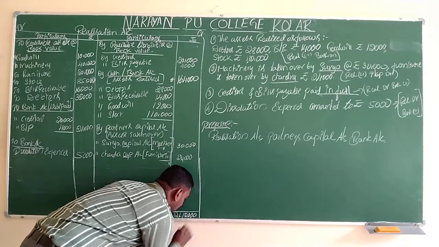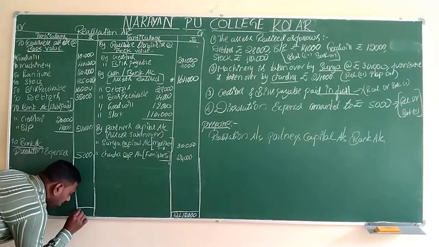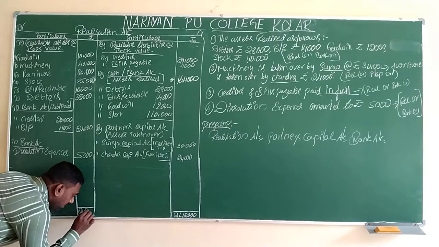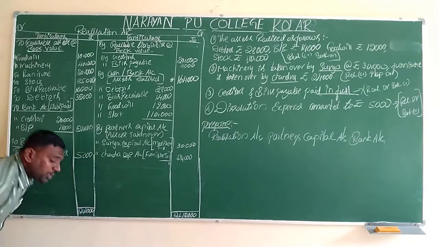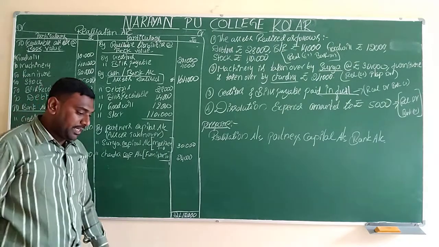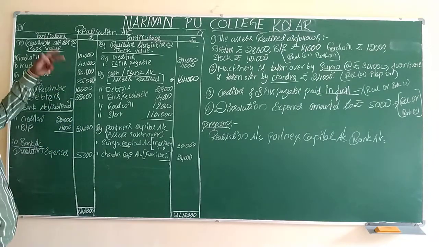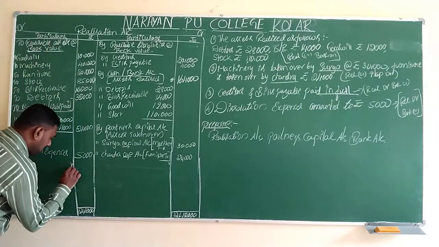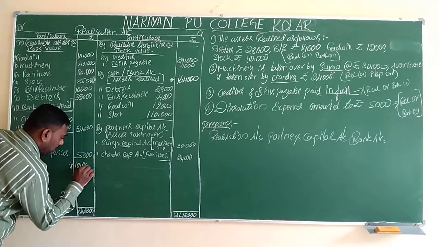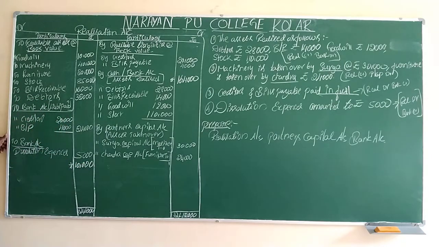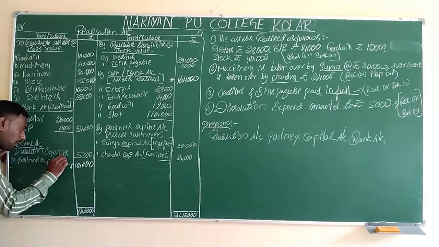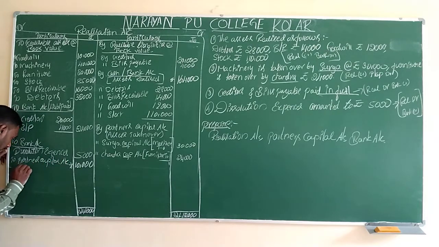2,42,000 is the total of the credit side. The same value we write on the debit side also, 2,42,000. Out of 2,42,000, deduct all the payments or expenses, and we will get the difference. The difference is 10,000 rupees. For this, we will give the name partners capital account. In bracket you have to mention profit.